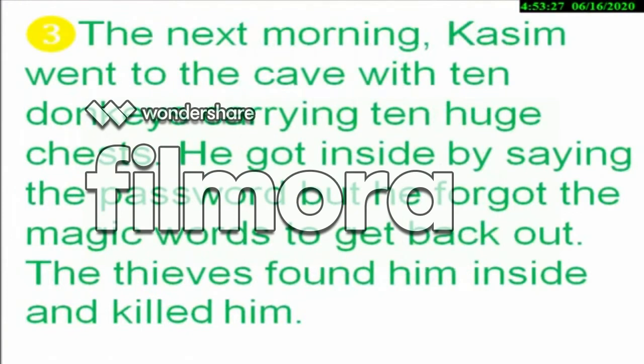The next morning, Qasim went to the cave with the 10 donkeys carrying 10 huge chests. He got inside by saying the password, but he forgot the magic words to get back out. The thieves found him inside and killed him. Now this is just the first reading in this third passage. We'll repeat again before moving to explaining and introducing the difficult words, and reread slowly, elaborating in detail what each phrase, each word, and each sentence means.